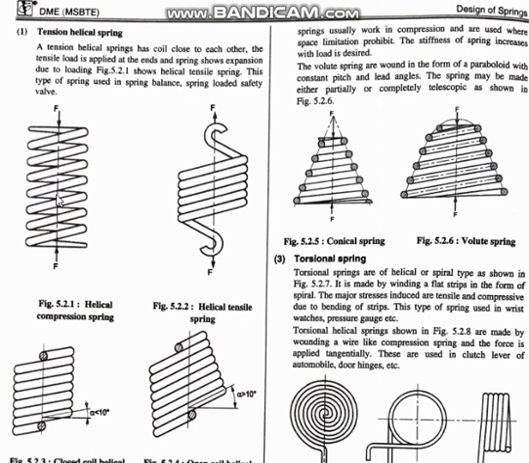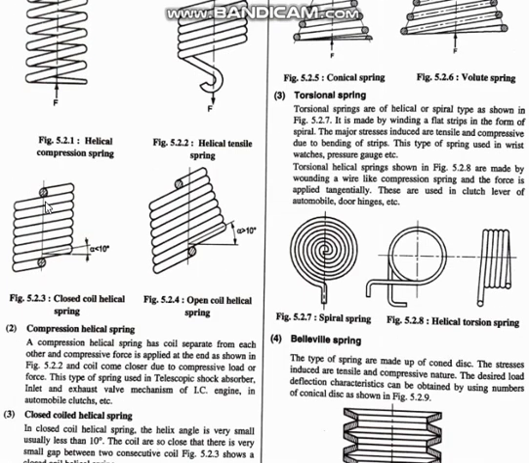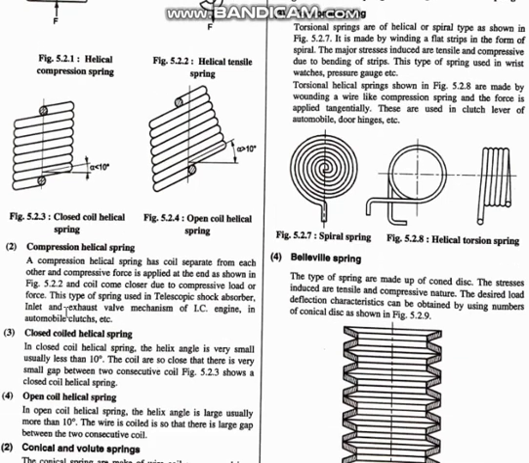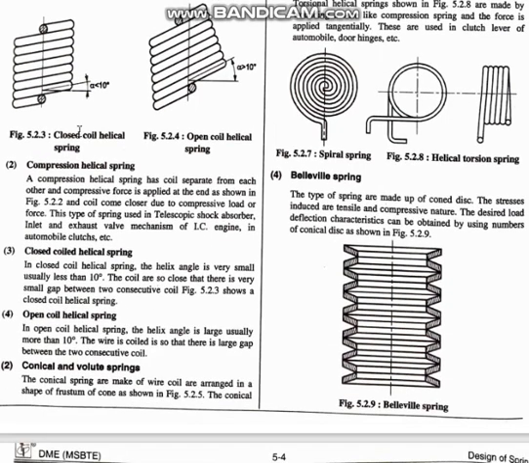And then there can be closed coil and open coil. Now the difference between closed coil and open coil: you see here a closed coil helical spring. In a closed coil helical spring, the helix angle is very small. Helix angle means the alpha that is shown here. As in the case of threads, where we had a helix angle, here also we have a helix angle.